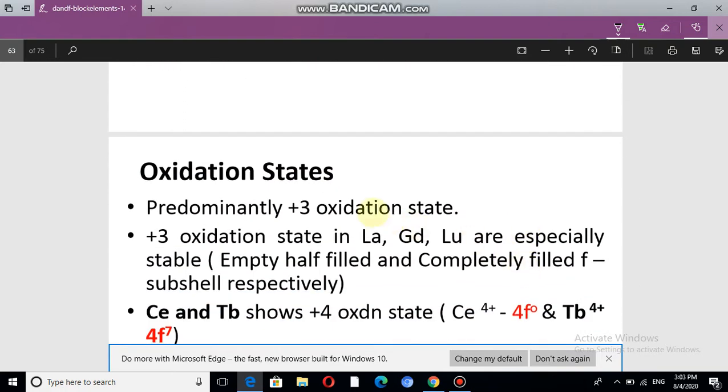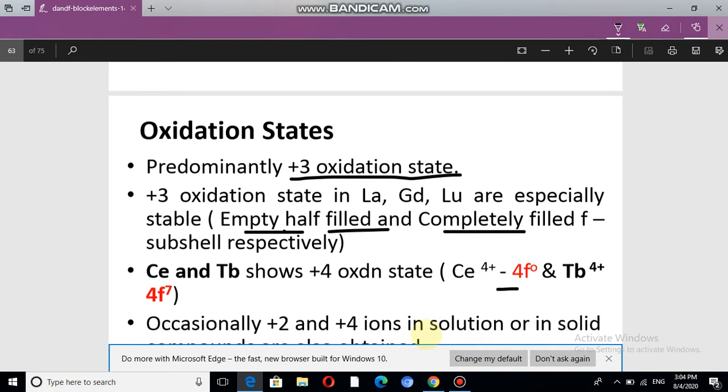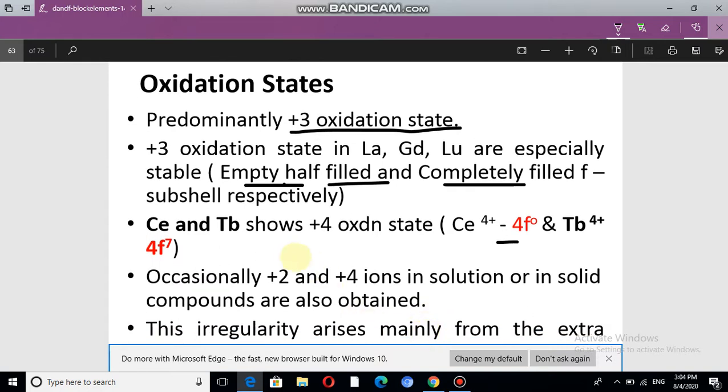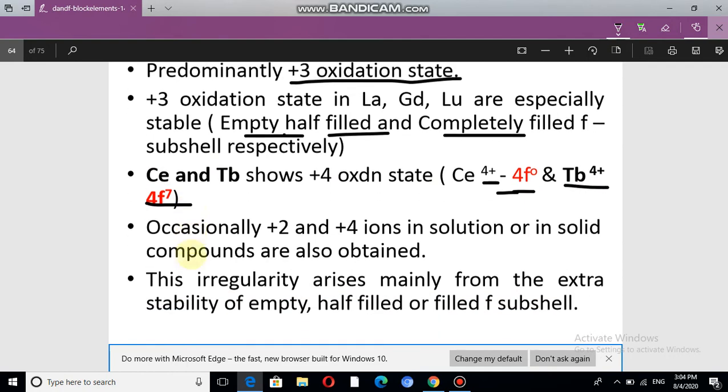In lanthanoids, the +3 oxidation state is very stable, and the stability of the +3 oxidation state is mainly due to empty, half-filled or completely filled f subshells. So we can say 4f0, 4f7 and 4f14 configurations are most stable. So in Ce4+, the 4f0 state is there, so it is stable. In Tb4+, the 4f7 state is there, so it becomes stable.